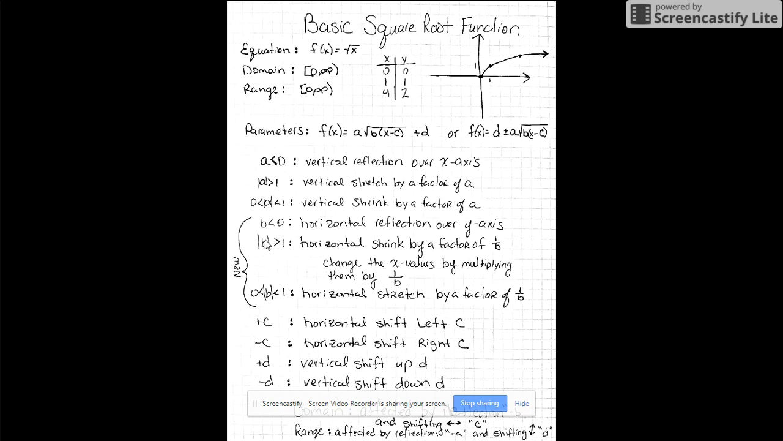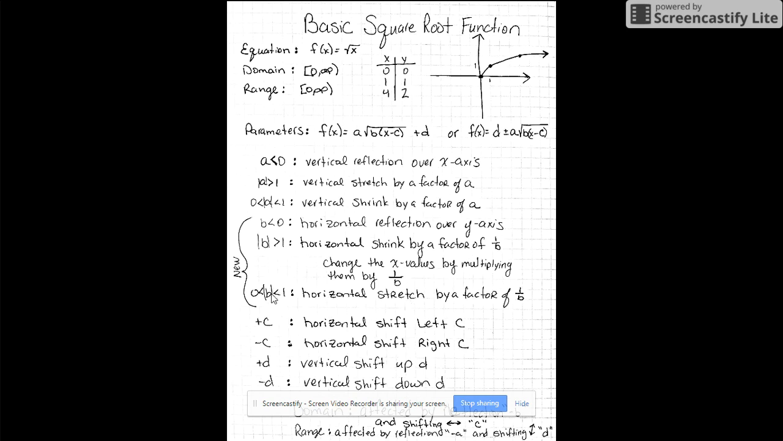When B is a number that's bigger than 1, remember the absolute value right there is reminding you, ignore the sign of B. But when B is a number like 3, 5, 10, 100, it shrinks. It causes a horizontal shrink. I know it's opposite of what we've learned up here, but that's what you've got to remember. Inside changes behave opposite of what you think. And we change the x values by multiplying them by 1 over B.